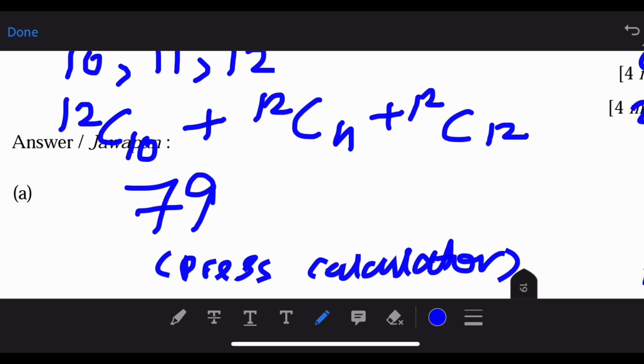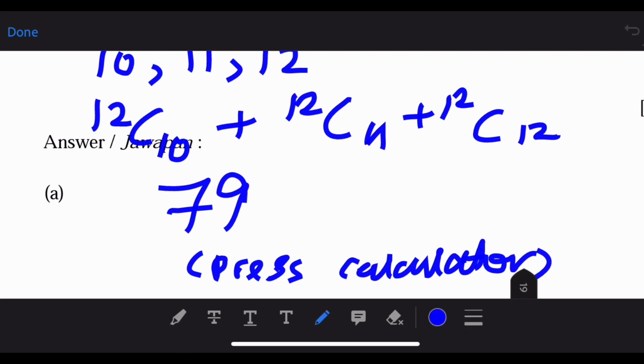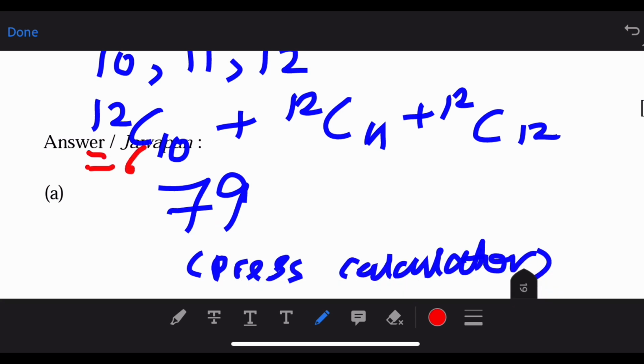So because they didn't ask to arrange in order, you are not allowed to use the permutation, okay? So please bear in mind, you have to use the combination when the order is not important. Order means the arrangement. So the answer for 12C10 is 66, 12C11 is 12, and then 12C12 is 1, right?